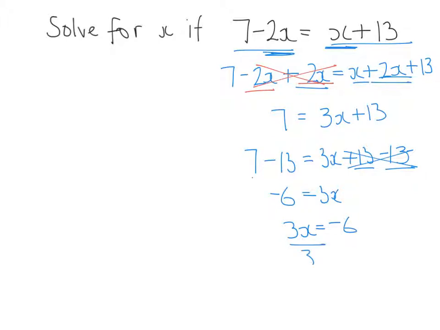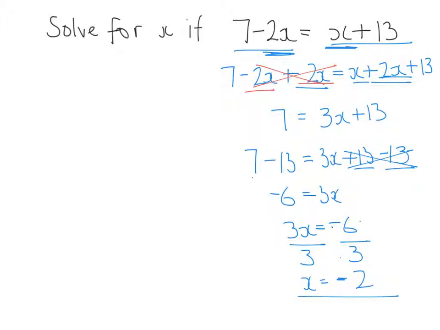Now if I divide on both sides by 3, x will be equal to, now a negative divided by a positive is a negative. 6, how many 2's is 3. So here the solution should be minus 2.